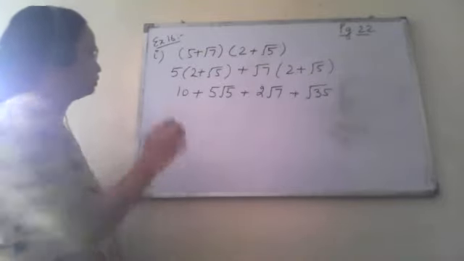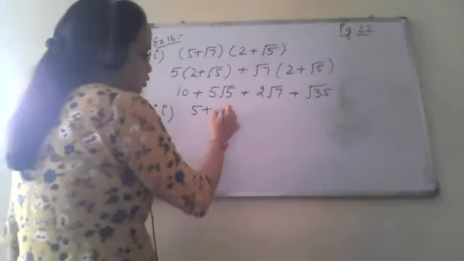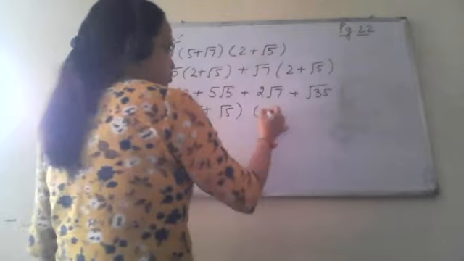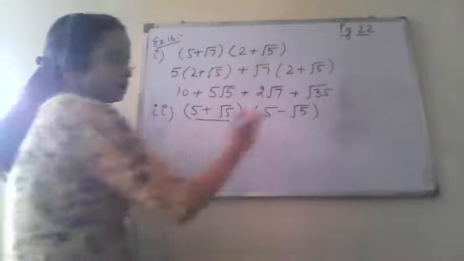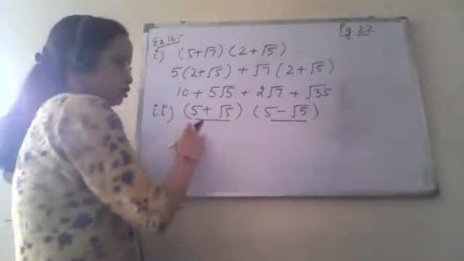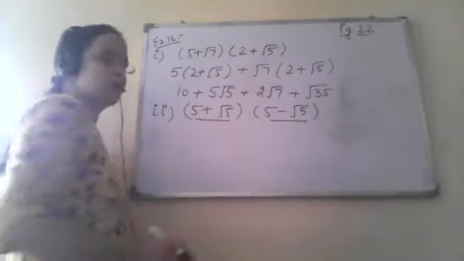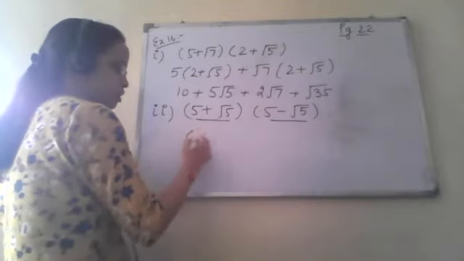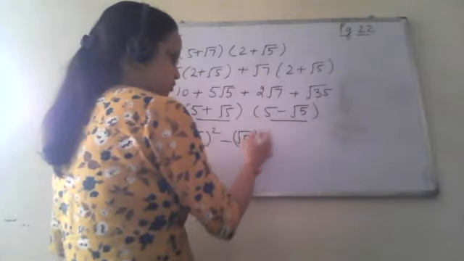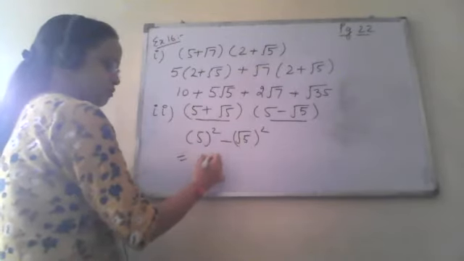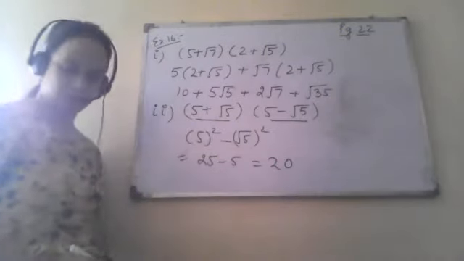Now next part, (5 plus root 5) into (5 minus root 5). So this is your a plus b and this is your a minus b. In place of a you have 5, in place of b you have root 5. So what is a plus b into a minus b? It will be a square minus b square. So for a square we have 5 square, minus b square, and in place of b square we have root 5 square. So 5 square is 25 and root 5 square is 5. So it's 25 minus 5, answer is 20. Clear?